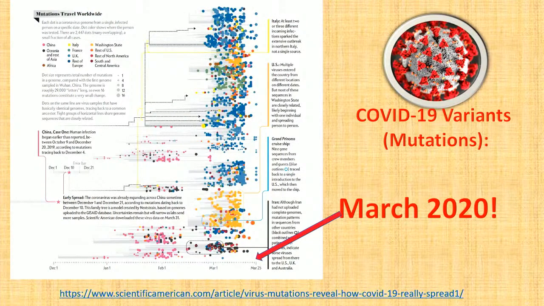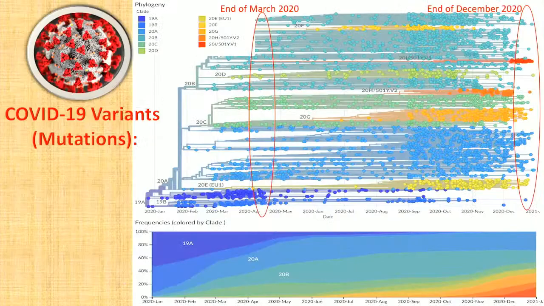March of 2020, this is what it looked like. All of these dots represent different strains. Notice that we have this one single line. It branches and then branches and branches and branches and branches. And by March of 2020, there were literally thousands of variants. And this is what the picture looked like at the end of December of 2021.